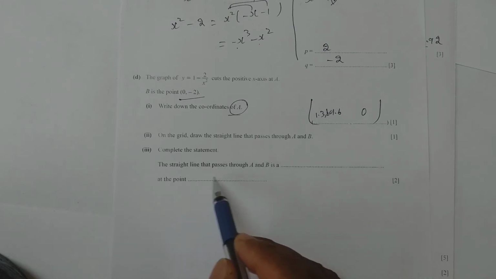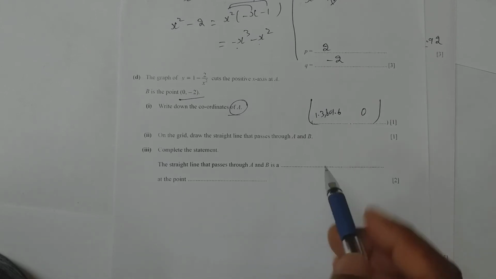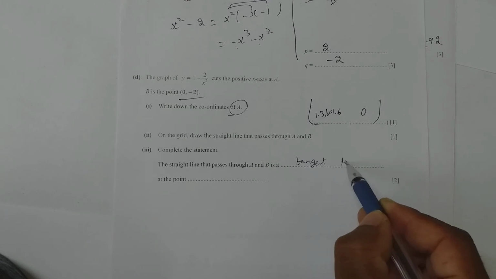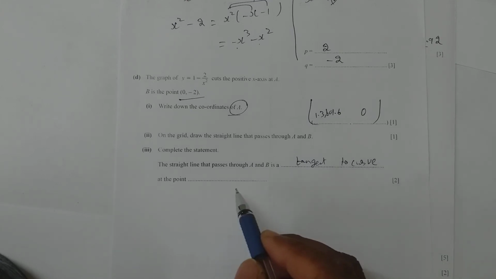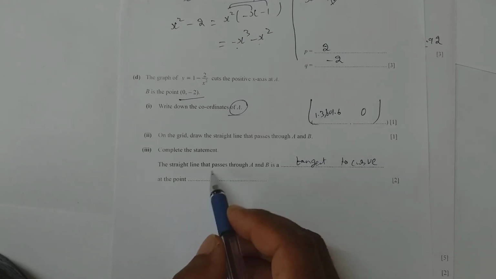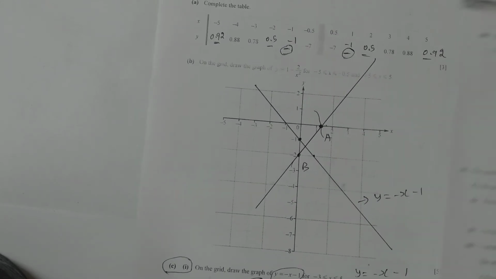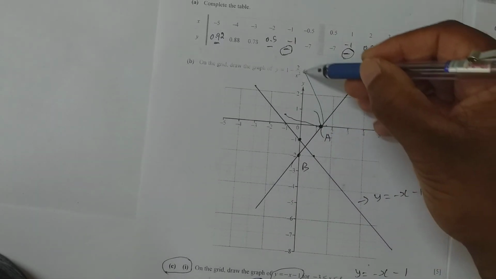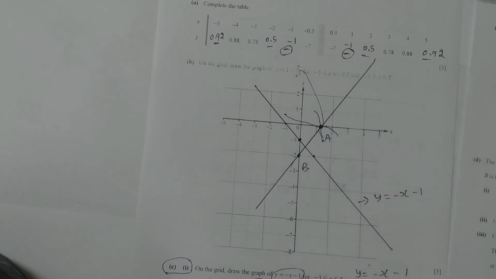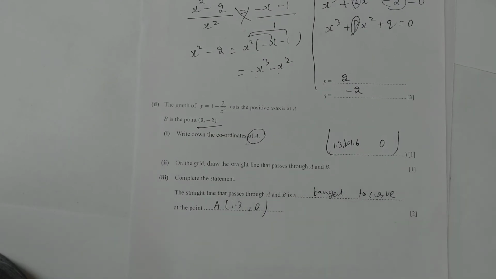Complete the statement. The straight line passing through AB is a dash at the point. That line AB will become a tangent to the curve. Once you draw the curve, you will understand it's a tangent. And it's at the point A, which is 1.3, 0. That means the curve might have been going like this or like this. Anywhere around this line is becoming the tangent for that curve. That is what I stated here.